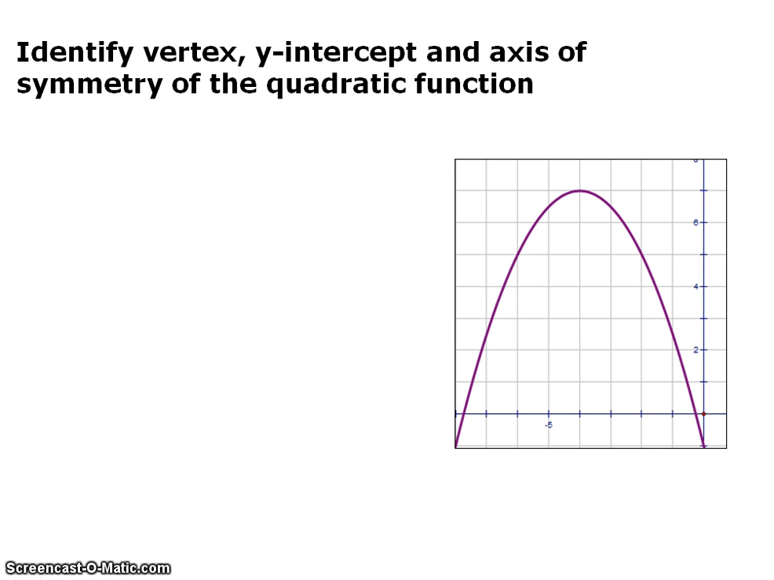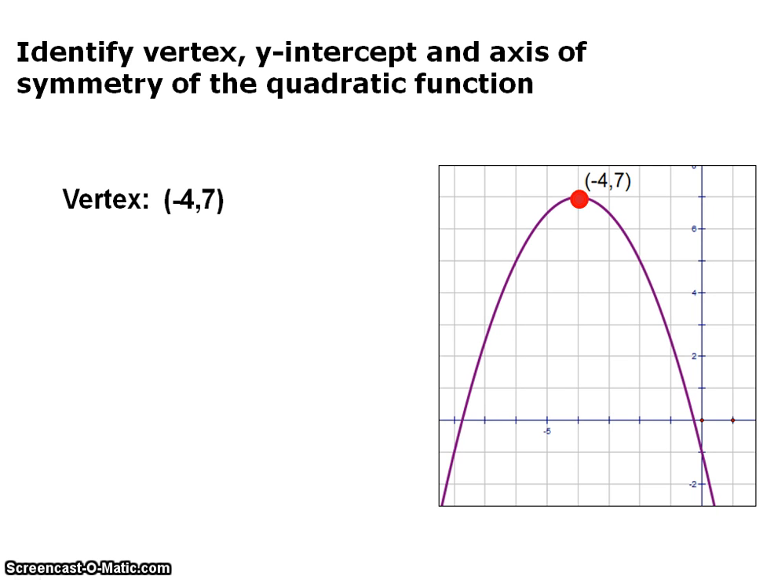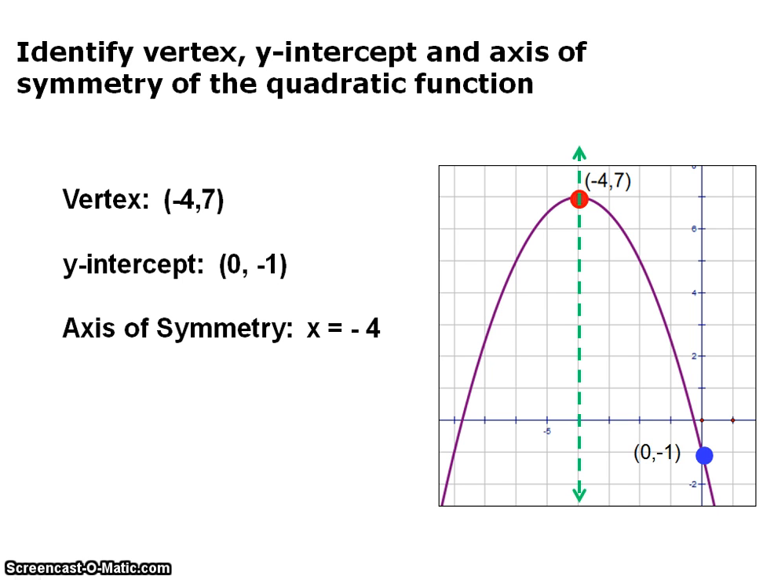given a graph. Okay, now I'm going to take a look at this graph, and I can see that the high point, or the vertex, is located at x equal -4 and 7. Now, once I know that, then I can look at my y-intercept, and that is where it's going to cross the y-axis. X is always 0 there, so it crosses at y is equal to -1. And finally, my axis of symmetry is a vertical line that runs straight through at the x value of my vertex. So it's x equal -4 because that's the x value of my vertex.